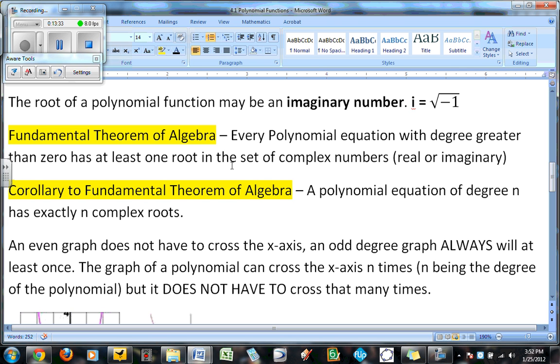That's an imaginary number. A corollary to the fundamental theorem of algebra says a polynomial equation of degree n has exactly n complex roots. What that is saying is if my leading degree is x to the fifth, plus 2x or whatever it is, it's going to have 5 roots. It's going to have 5 complex roots. 3 of them might be imaginary and 2 of them might be real, or 5 of them might be imaginary and 0 might be real. It's going to be a combination of real and imaginary numbers.